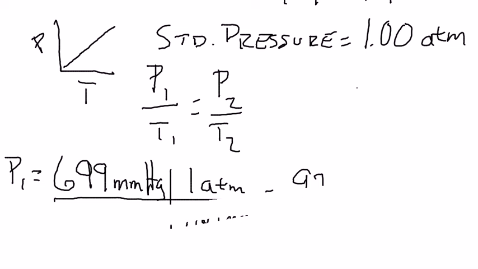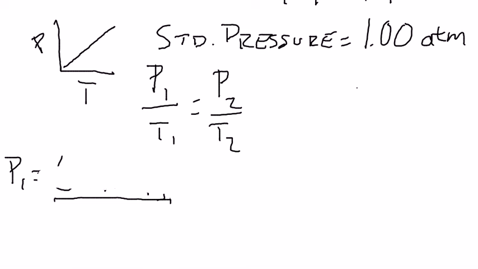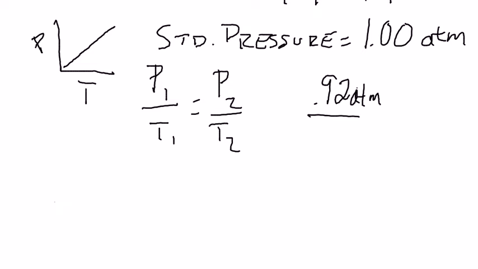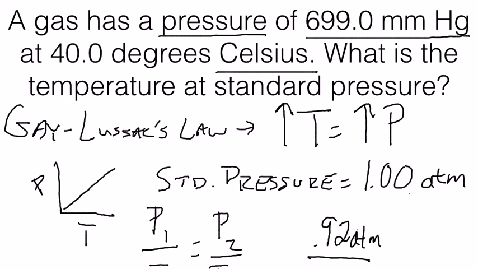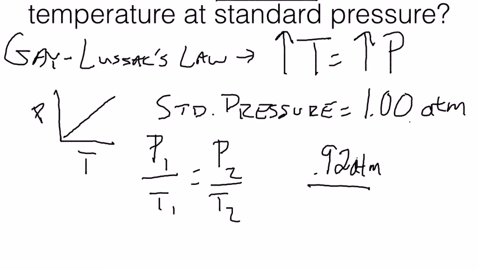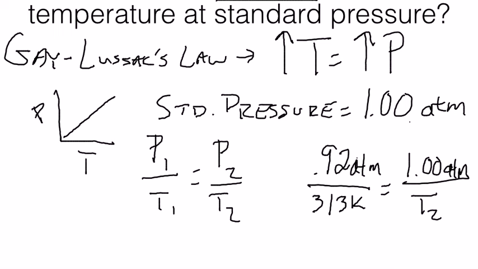I'm going to erase this so we have some more room. 0.92 atmospheres is P1. So let's set up our equation. We have 0.92 atmospheres divided by our first temperature. It's at 40 degrees Celsius, so add 273 to convert it to Kelvin, and it'll be 313 Kelvin. Our gas is at STP, so we're going to use standard pressure, 1.00 atmospheres divided by T2.